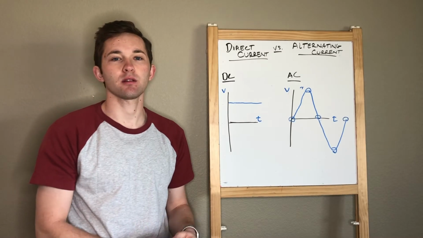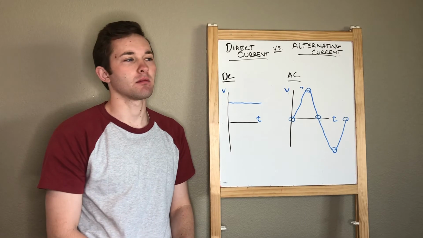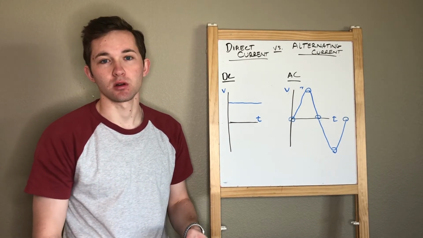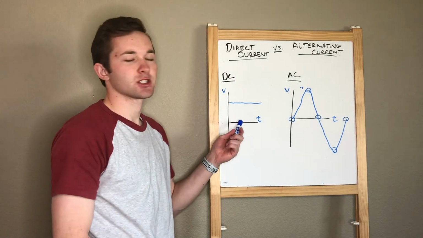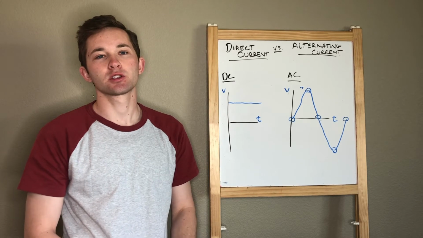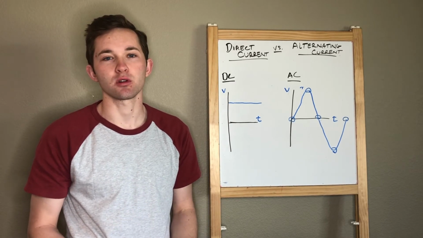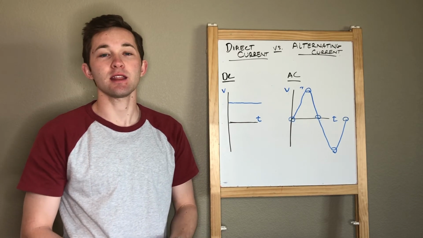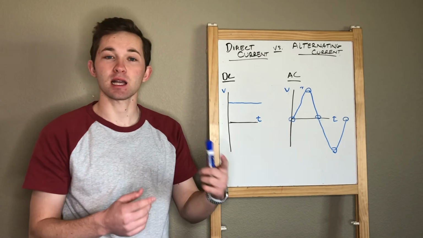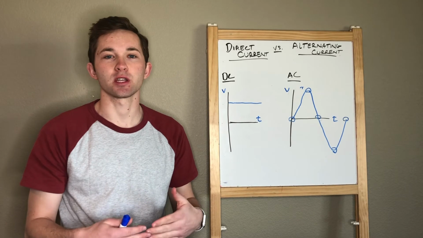Okay, so now that we know a little bit about AC and DC current, we can apply this to the real world. Applications of direct current would be pretty much anything that is battery powered. So you could have an Xbox controller, gaming controller, remote control, RC car. Anything that uses batteries will use this, because a battery has a positive end and a negative end, and it won't alternate the voltage going through that thing.